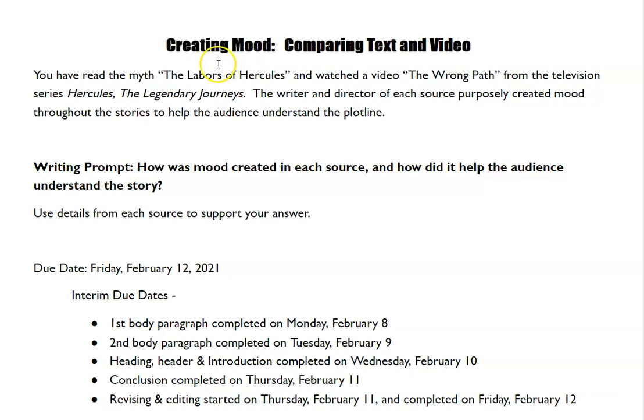So it's on creating mood and comparing the text that we read to the video. And you've read The Labors of Hercules and watched the video, The Wrong Path, from the television series Hercules, A Legendary Journeys. And each writer and director purposely created mood throughout the stories to help the audience understand. So the writing prompt: how was mood created in each source, and how did it help the audience understand the story? You're going to use details from each source to support your answer.